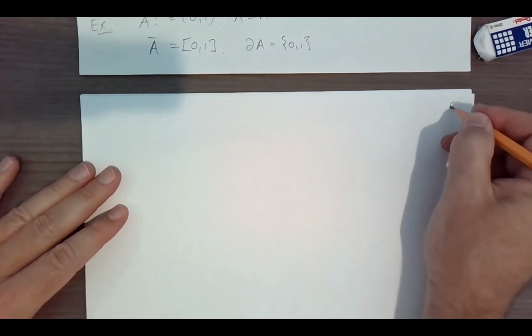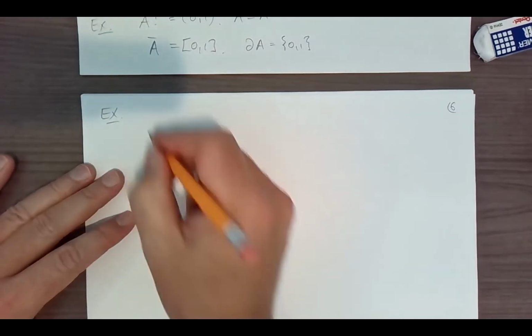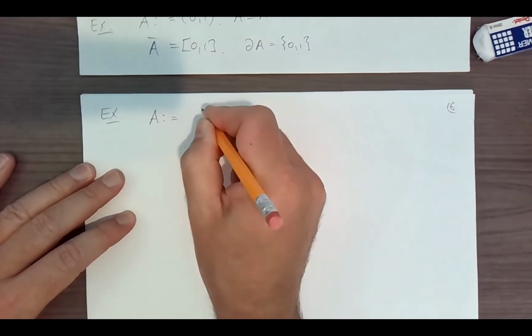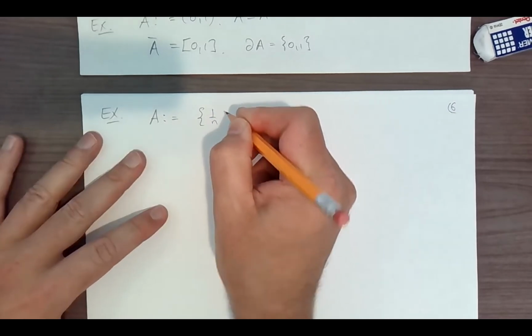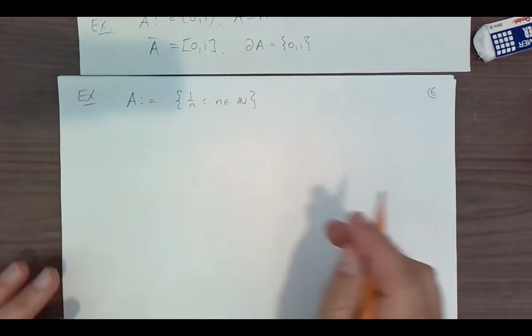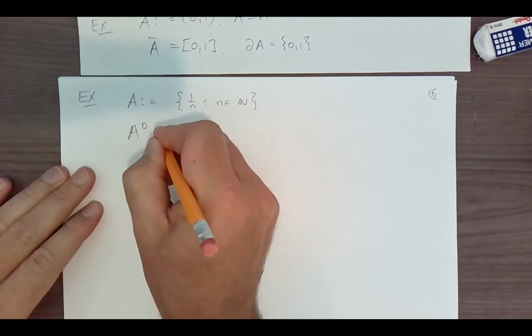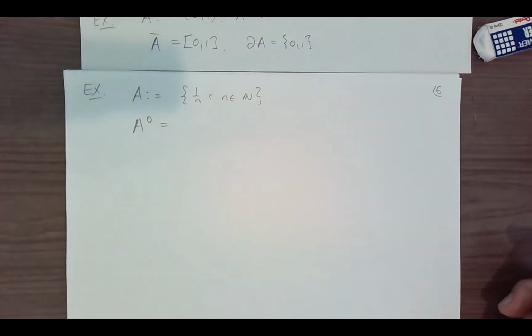I had another example. This is related to your next homework, so let's just walk through it. If I took A to be 1 over n, where n is in the natural numbers, this is an infinite string of points: 1, a half, a third, and so on. What would be the interior here?